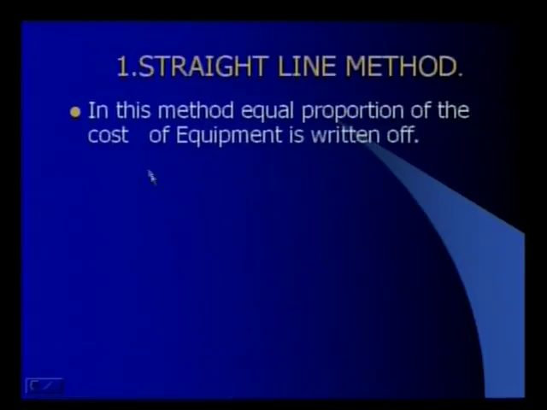In this method, equal proportions of the cost of equipment are written off. That means every year, that is first year, second year, third year, a certain cost is going to be reduced from the actual cost of that product. So that is this method. We also call this the fixed installment method.